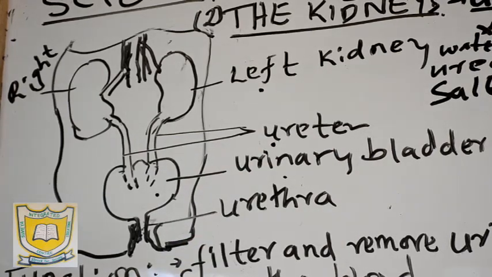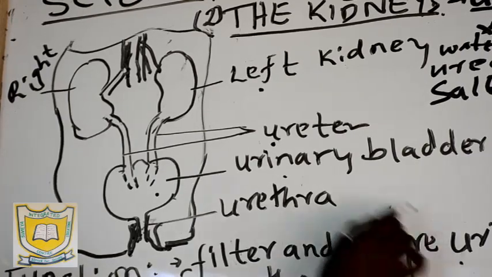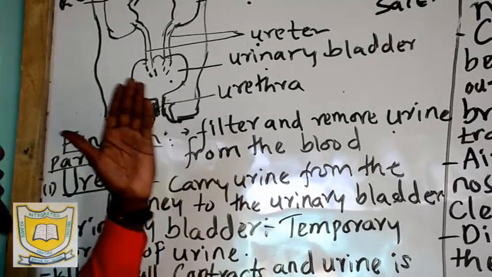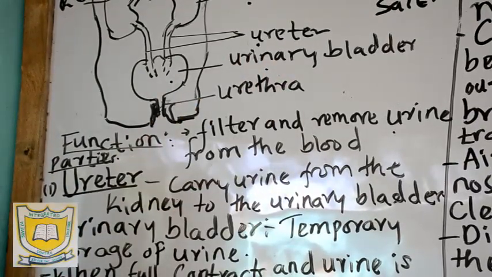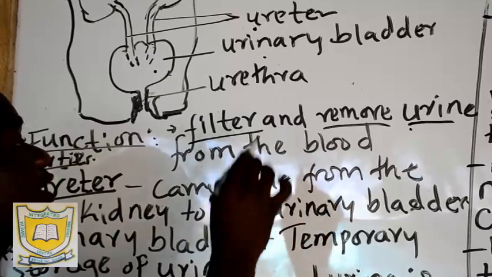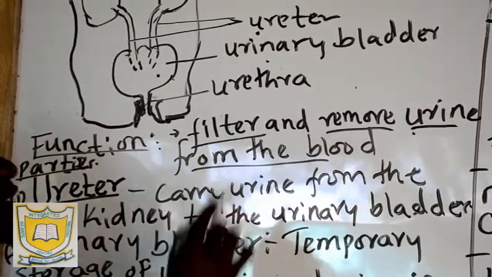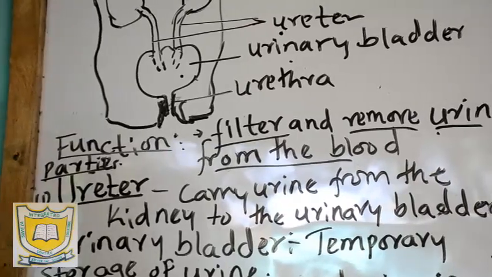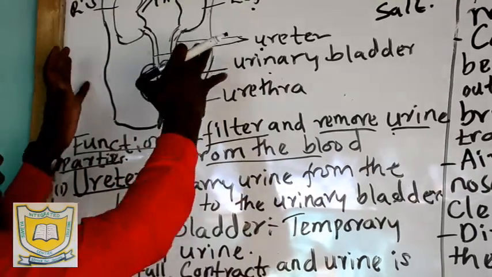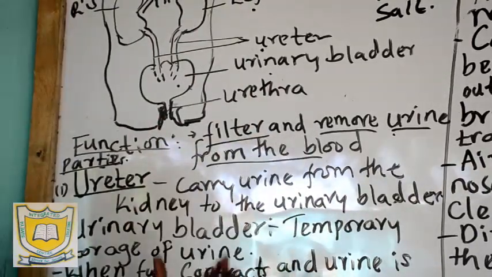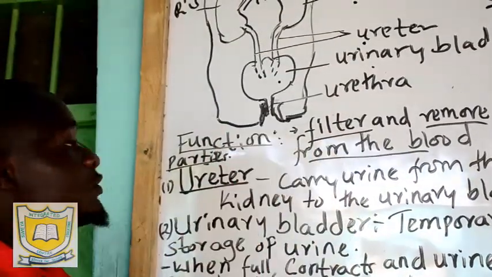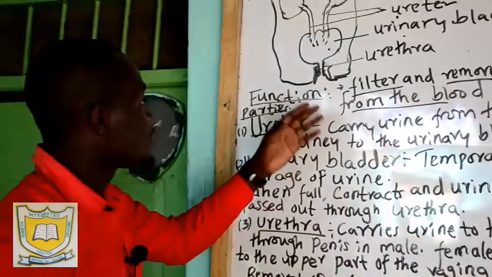Straight away, I would like to underline the main function of the kidney, the general function. If you are asked in an exam which one of the following is the main function of the kidney, you will say it is to filter or remove urine from the blood. When blood is pumped from different parts, it passes through the kidney, and the kidney filters urine, that is water, urea, and salt, from the blood. That urine is then brought out from the kidney to the outside.